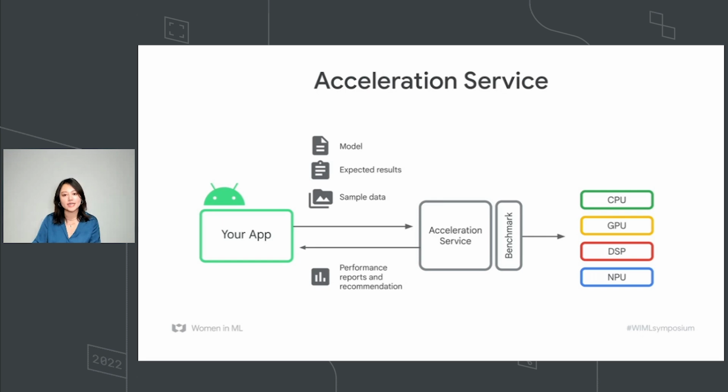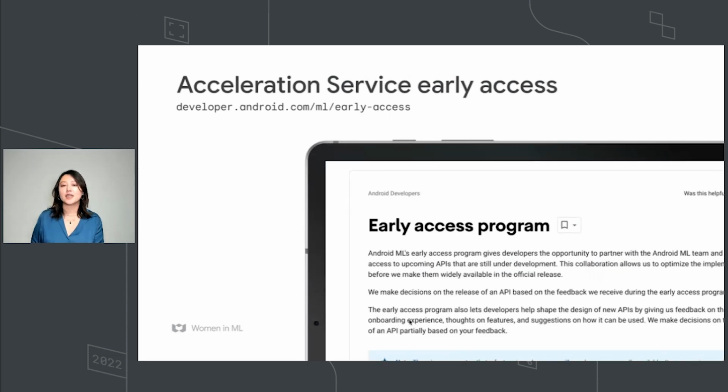And this can run asynchronously. You can start this in your own app, and once you get this result, you can choose to enable or disable a certain delegate. And this is still work in progress, and we're planning to do an early access program in January, and we are still taking applicants. If you're interested, please sign up.